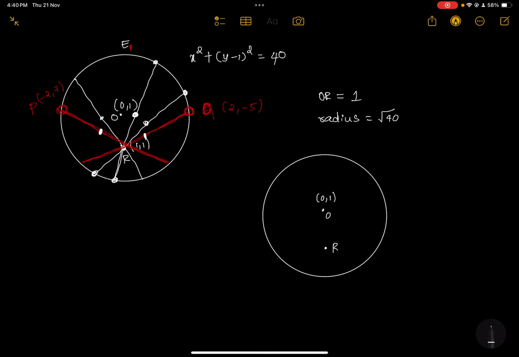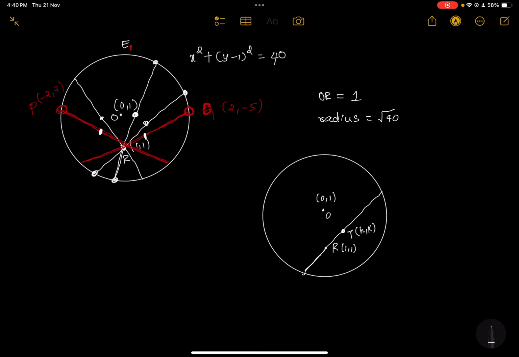Let R be (1, 1), and let this be some chord. Let the midpoint of the chord be T. We have to find the locus of T(h, k), correct? Now we can use the basic property of circle.